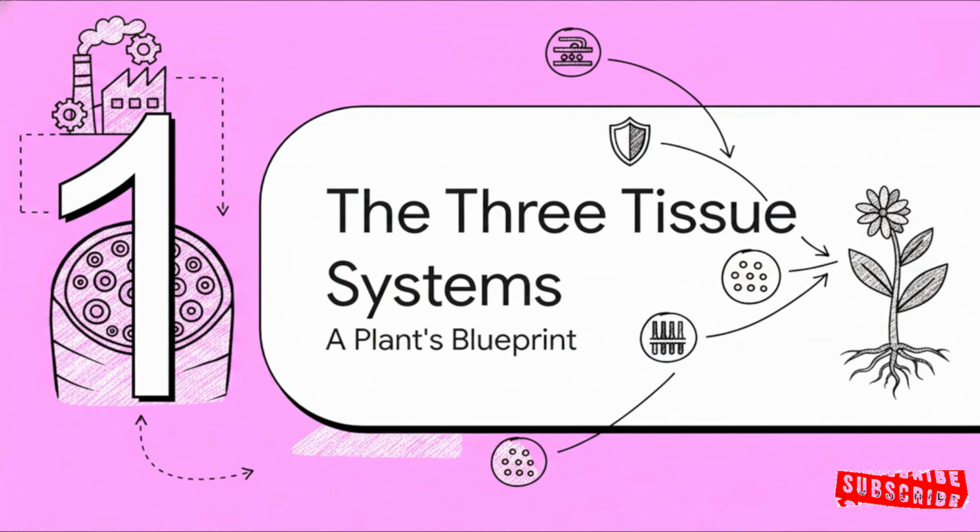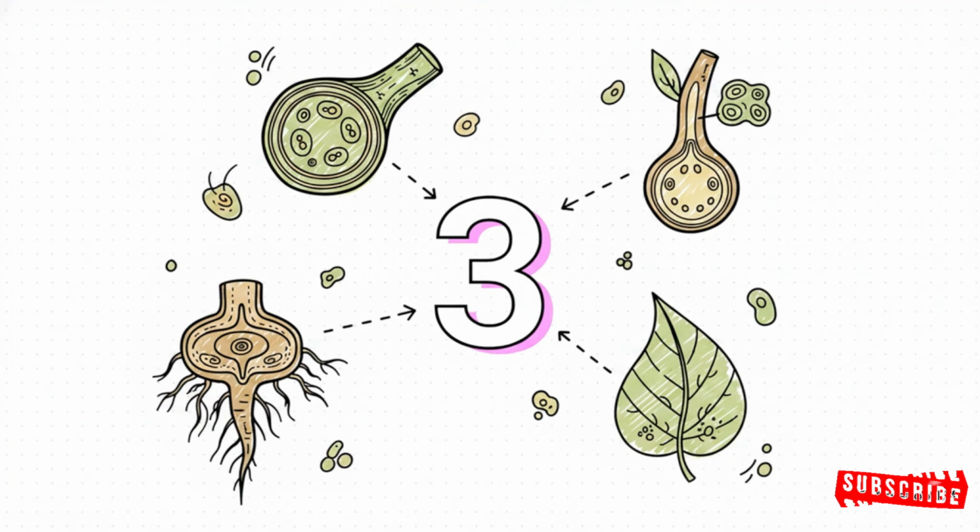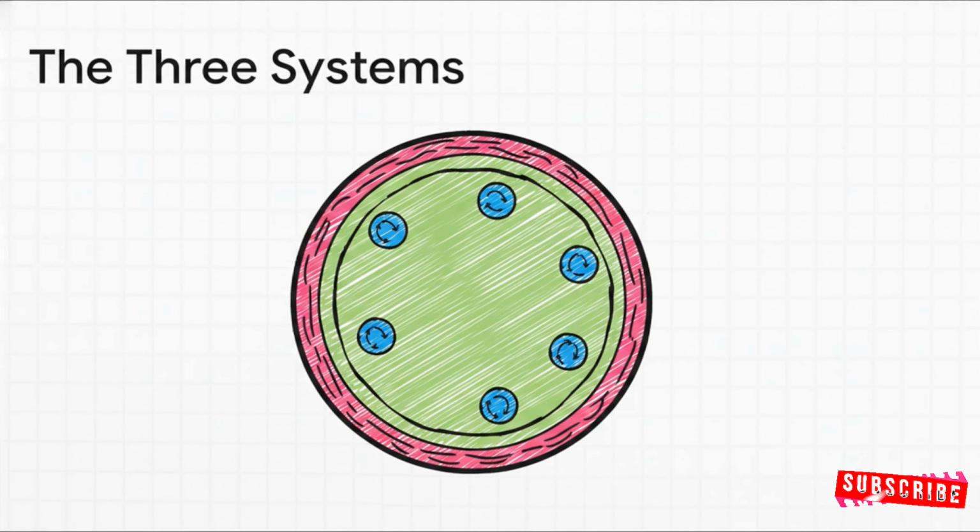You know, every complex structure, whether it's a skyscraper or a living thing, starts with a simple blueprint. And for plants, that blueprint is all based on 3 fundamental tissue systems. Yep, that's it. Just 3. Everything in a plant, from the teeniest, tiniest root hair all the way up to the tallest stem, is built from just these 3 types of tissue systems, all arranged based on their structure and where they are in the plant.